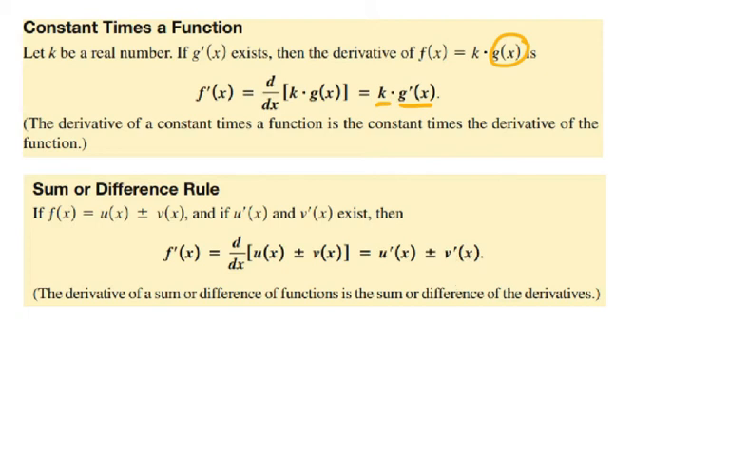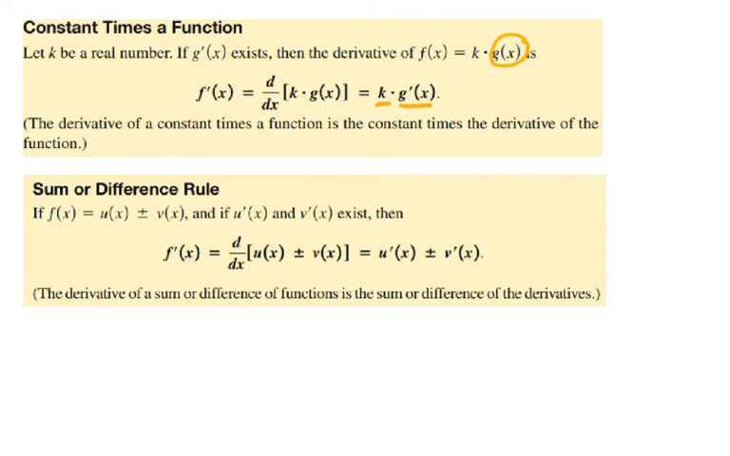And all this is saying is that we are just going to take the derivative of each of those terms individually. So the derivative of a sum or difference of functions is the sum or difference of the derivatives. So if we have a polynomial, like something quadratic, x squared plus 5x plus 10, we would just take the derivative of each of the terms.